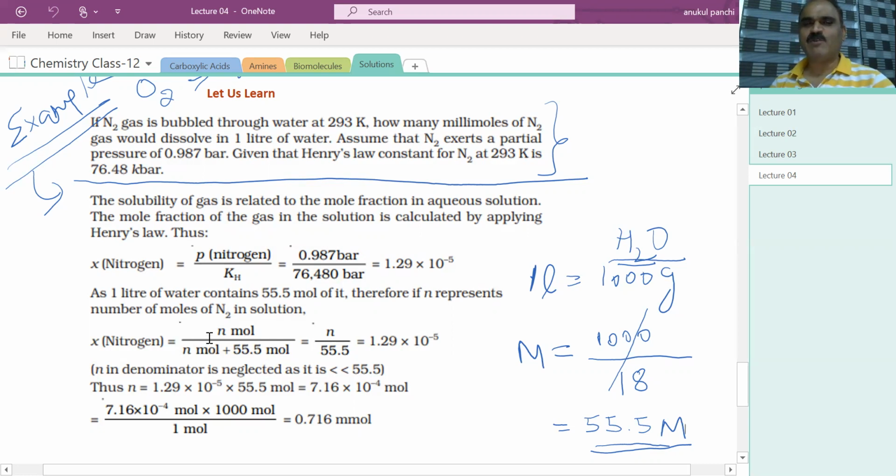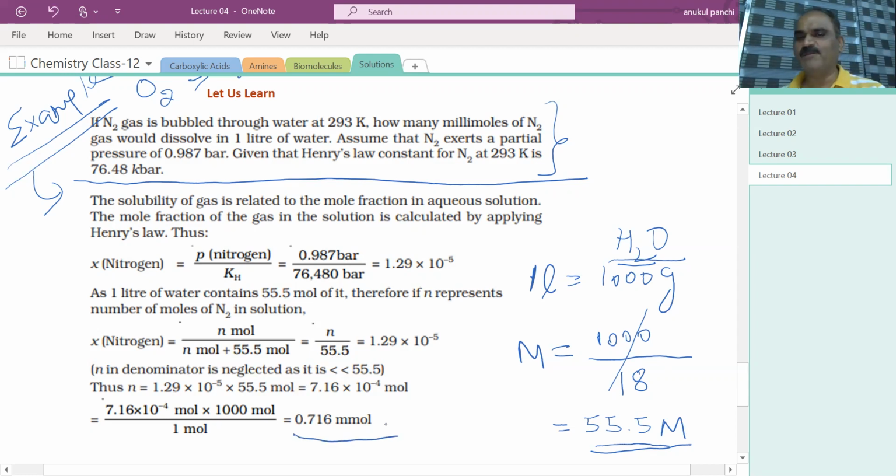And we have assumed the number of moles of nitrogen as n, because we are not given the number of moles of nitrogen. We have calculated the mole fraction of nitrogen. We know the value of X and we know 55.5. We don't know n. So from the denominator, we can neglect this n because n will be very, very lesser than 55.5. So we have neglected it from the denominator, and n upon 55.5, by putting these values, we calculate it and it comes out around 0.716 millimole.